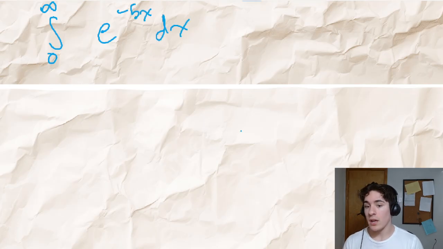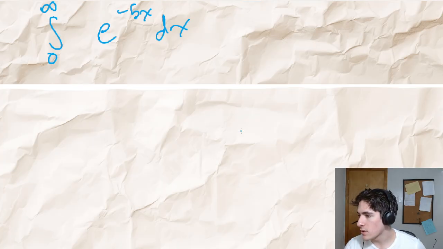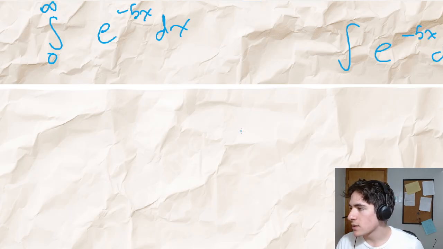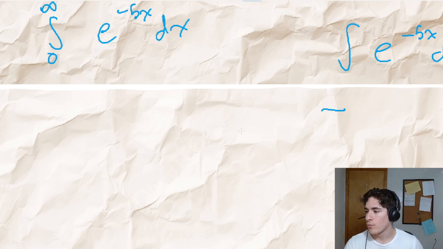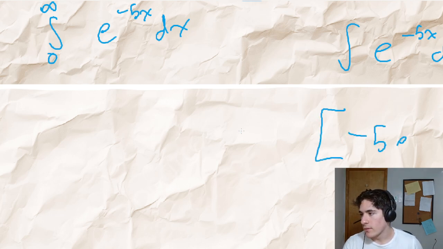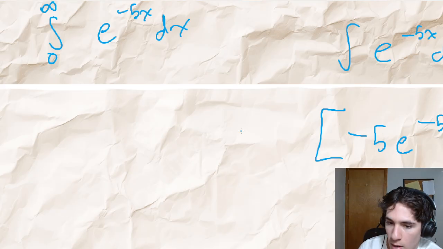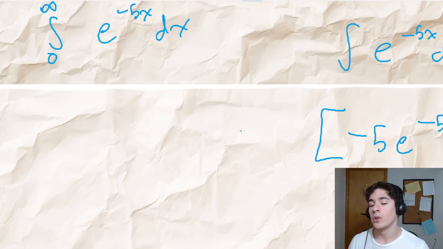Now, in terms of integration, this is pretty easy, but it's still a good habit to do it off to the side. So e to the power of minus 5x dx is just going to be minus 5e to the power of minus 5x plus c. That's the integrand, so we can literally just plug it in. However, what you need to understand is that improper integrals need to be treated like limits.